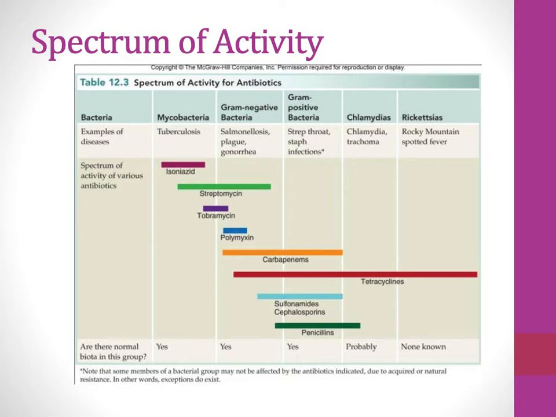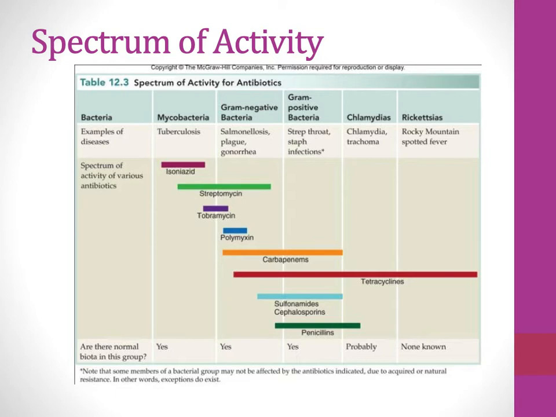Now, an example of broad spectrum would be tetracycline. So with tetracycline, you can see how it covers gram-negative, gram-positive, chlamydias, and rickettsias. So it works against a number of organisms. And so with tetracyclines, again, broad spectrum, because broad means it works against multiple types, multiple categories of organisms.